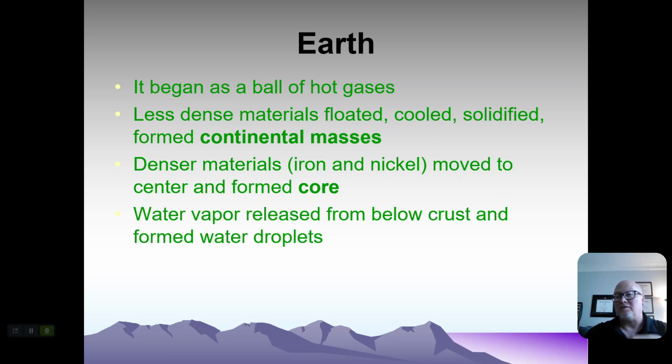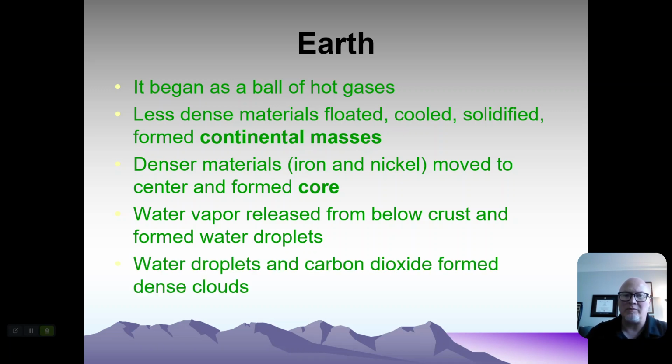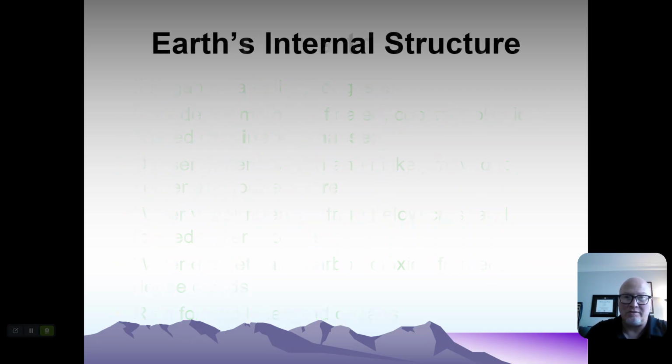There would have been a great deal of water vapor involved in this, and as the water vapor was released from the crust and carbon dioxide, it would have formed dense clouds and it would rain for millions of years, actually, forming all of our lakes and oceans.